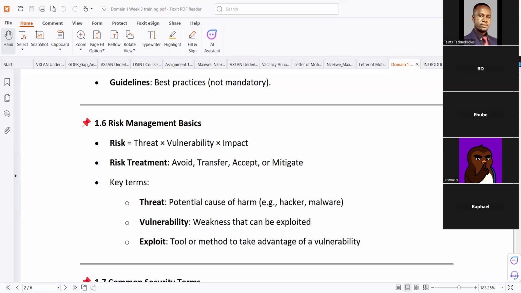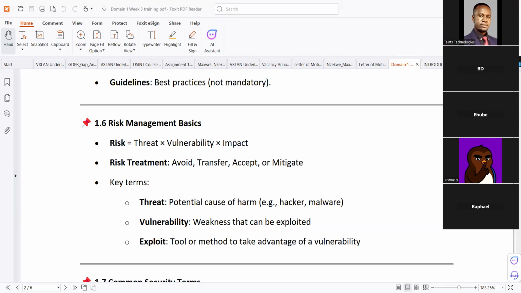Now, cybersecurity risk. When you look at cybersecurity risk, you will see that it is, hold on, I'm trying to accept these people. I thought Joseph was in this class before.